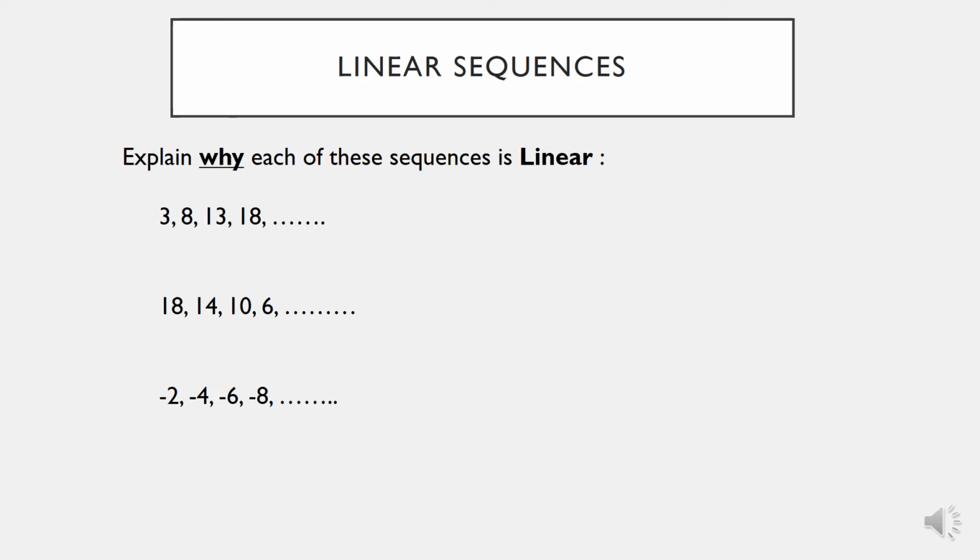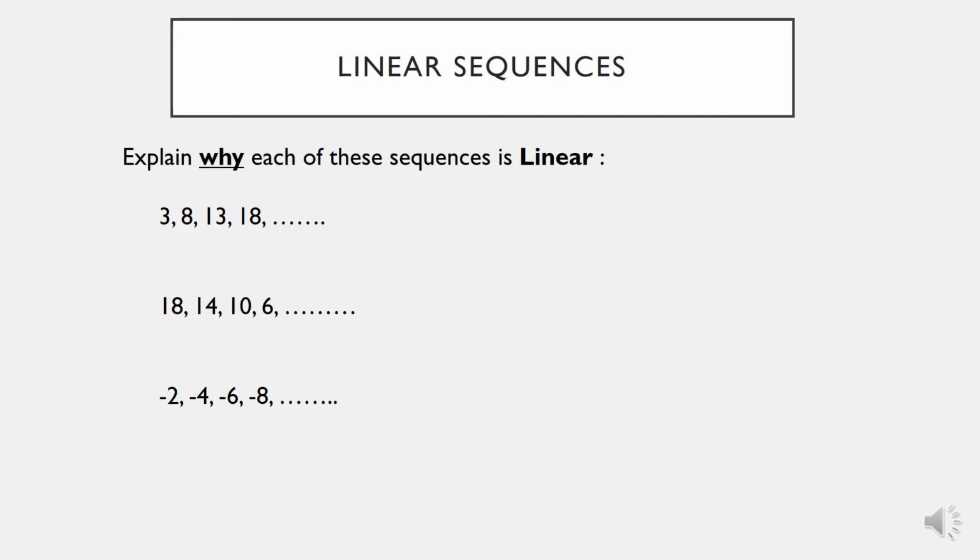It has to be the same to get a straight line on the graph. So 18 down 4 to 14, down 4 to 10, down 4 to 6. So yes, they're all the same change each time. And what about the last one?